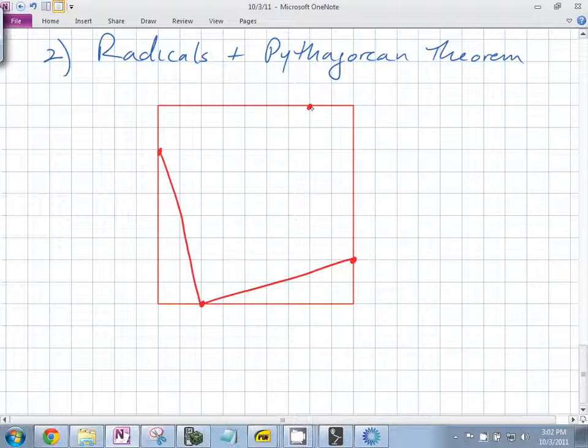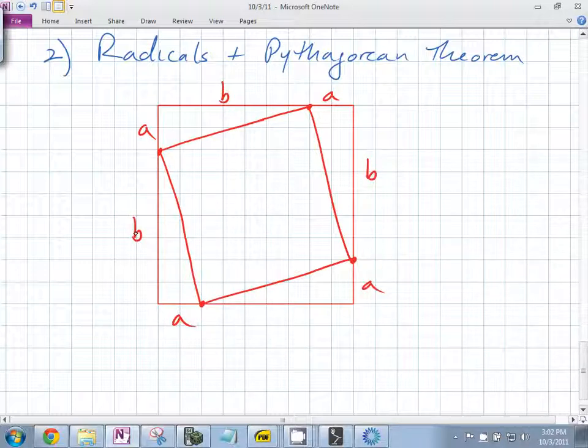I'm going to tell you that that side length is A, that's A, that's A, and that's A. Let's call this B, B. We'll call this C, C, C, and C. And I'm also going to tell you that this is 90 degrees right here.